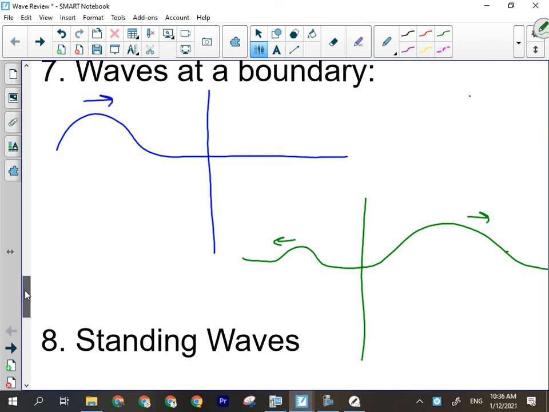If that was an inverted reflection, then the second medium would have been more dense. You only get a reflected wave that's inverted if it's going to a more dense medium. So that's something you have to have memorized as well.